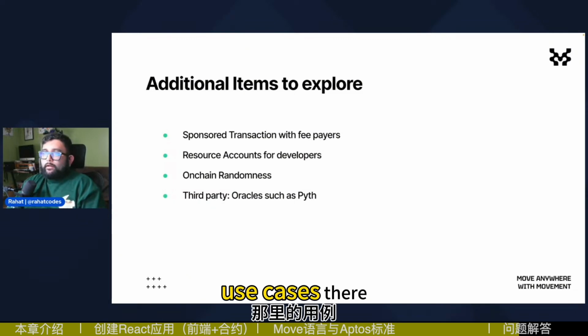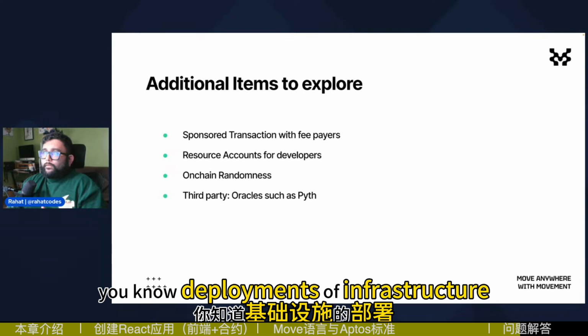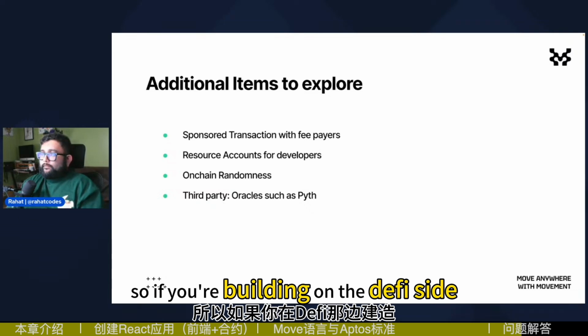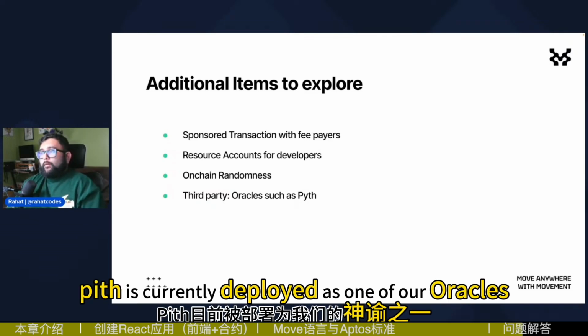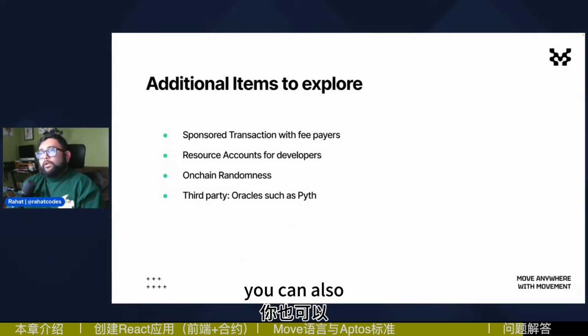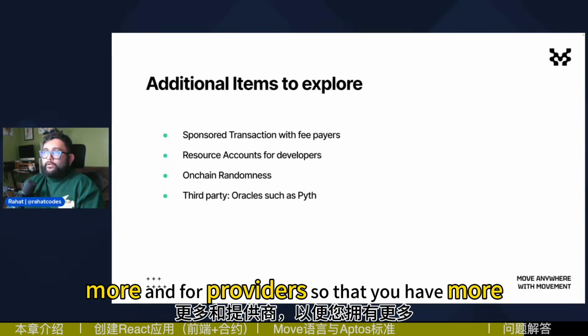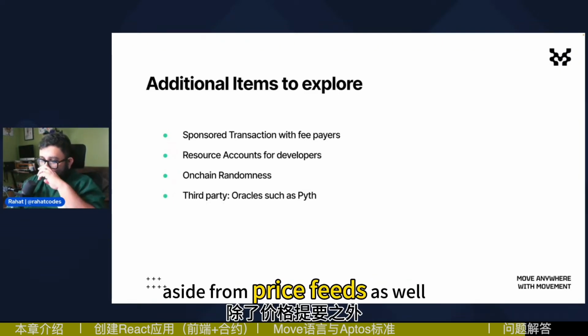We have other third-party deployments of infrastructure. An example here is oracles such as Pyth. So if you're building on the DeFi side, you need price feeds or anything like that, Pyth is currently deployed as one of our oracles. We're also talking to more infra providers so that you have more options for other things, aside from price feeds as well.